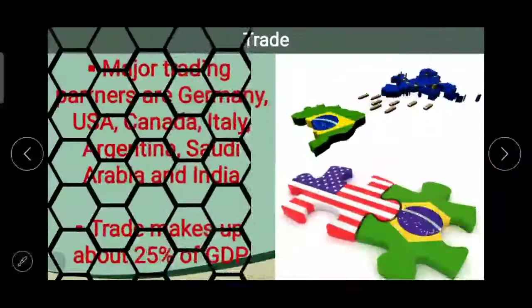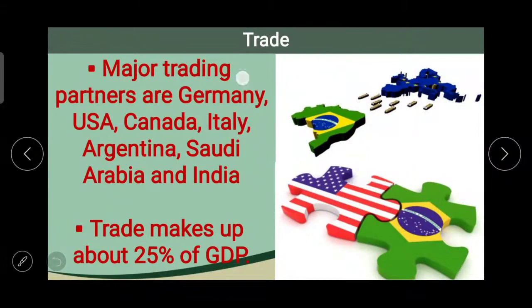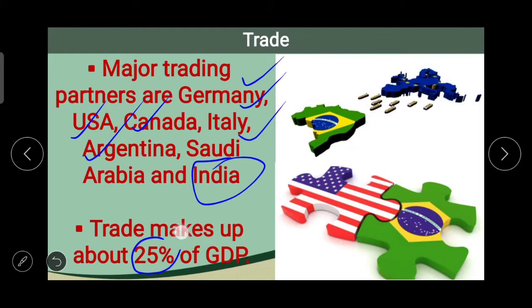And if we talk about the countries, then the major trading partners are Germany, USA, Canada, Italy, Argentina, Saudi Arabia and India also. Trade makes up about 25% of GDP.